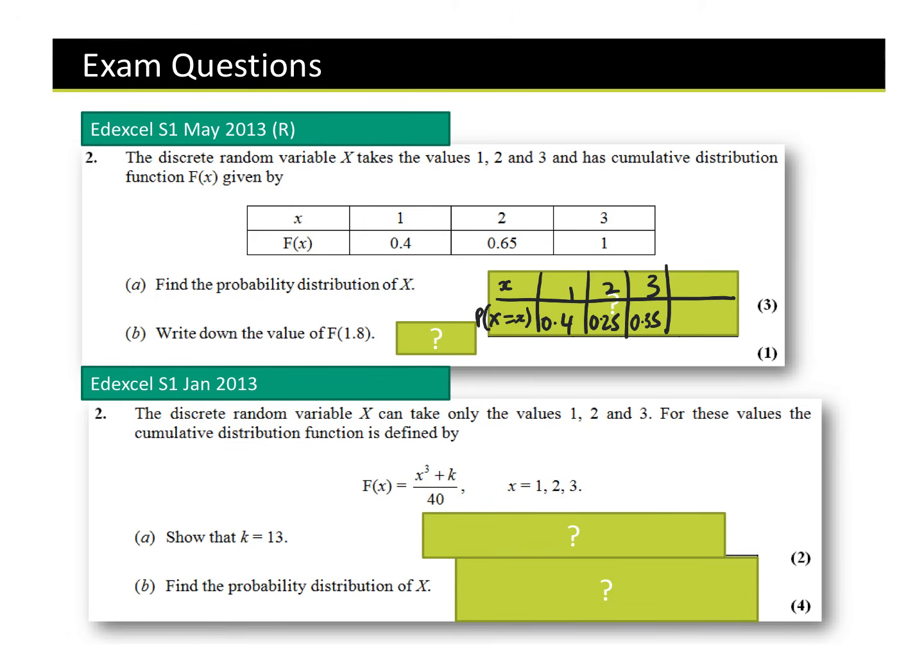Part B says find the value of f of 1.8. Now we don't have 1.8, so we round down. This is going to have to be f of 1, which is 0.4.